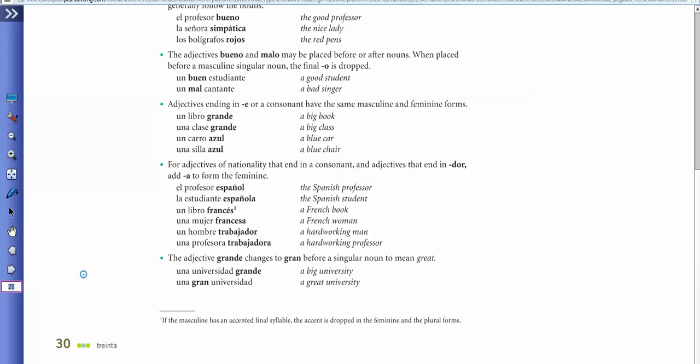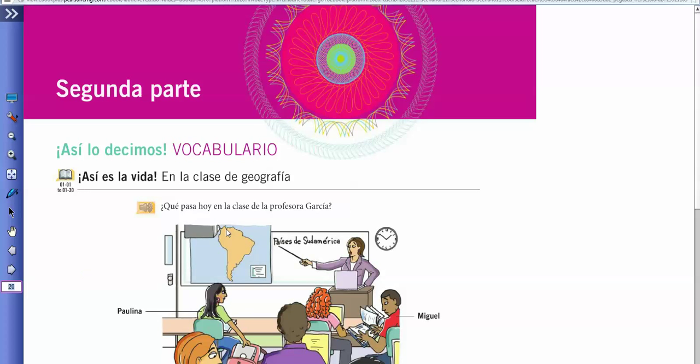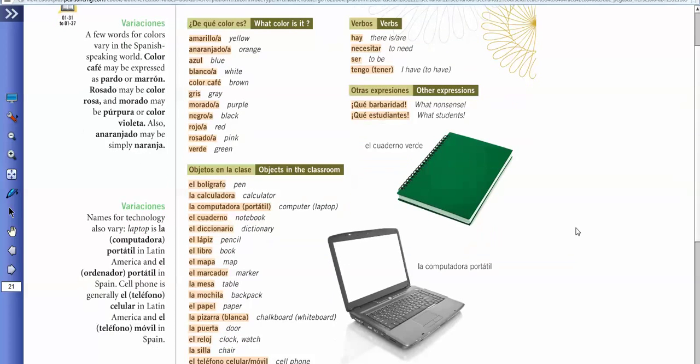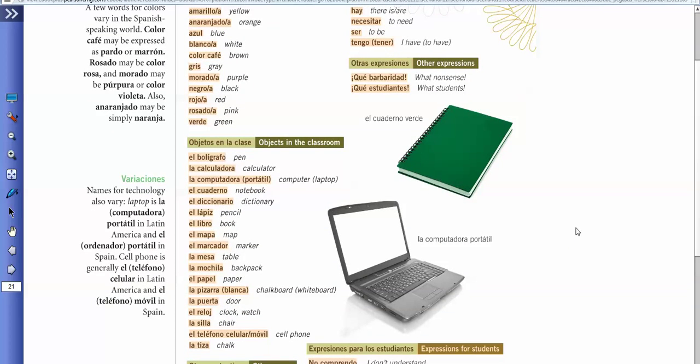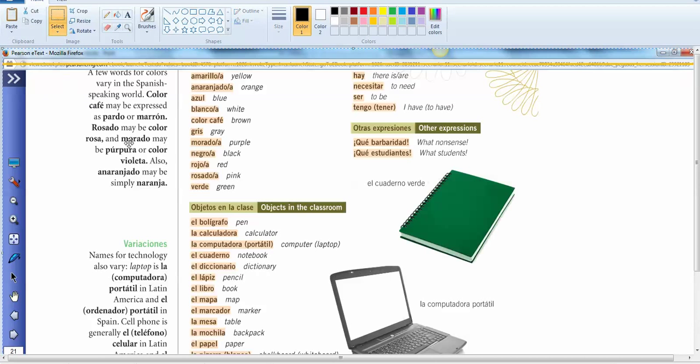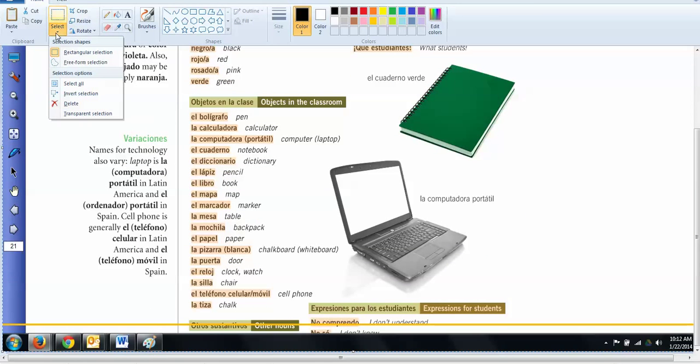Okay, any day now would be nice. Okay, so here, if you look at page 20, and I'm actually going to take a picture so I can write on it. I'm just going to take a picture right here. We're going to focus right here on this part.